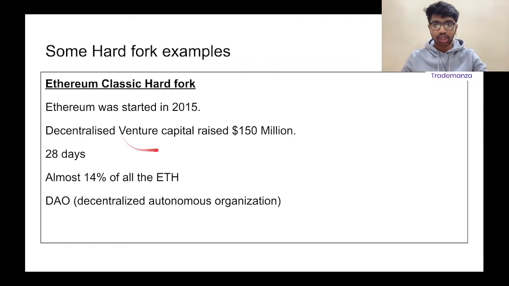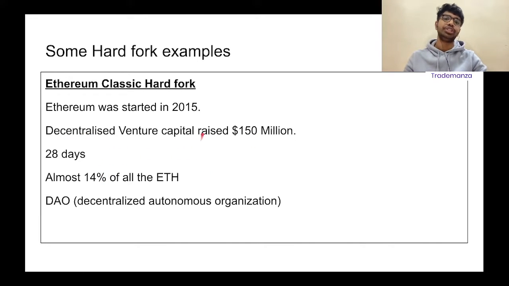Ethereum was started in the year 2015, and as soon as it started, it was a big thing because it could do complex transactions which Bitcoin couldn't. It could execute smart contracts, which is a revolutionary thing which Bitcoin couldn't do. So a lot of investment started coming in, and a decentralized venture capital raised $150 million. It wasn't centralized or a specific venture fund. It raised everything in just 28 days, and it was a big number because it was around 14% of all of Ethereum's market cap. So they raised $150 million.